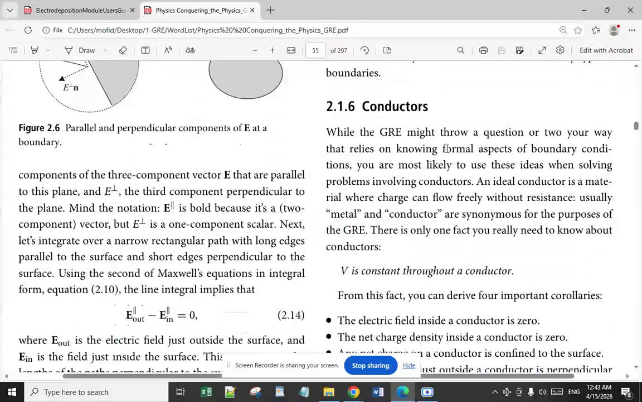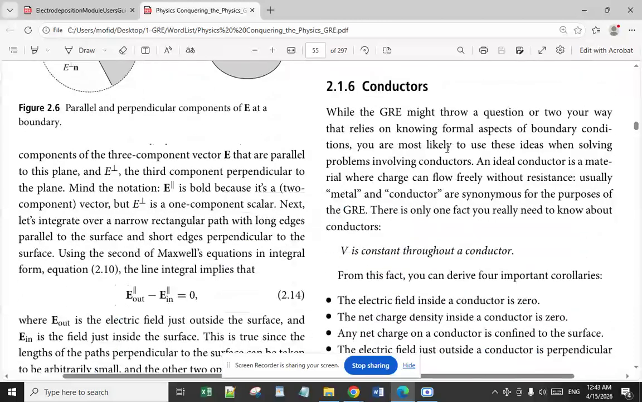Now I want to go through 2.1.6, conductors. While the GRE might throw a question or two your way that relies on knowing formal aspects of boundary conditions, you are most likely to use this idea when solving problems involving conductors. An ideal conductor is a material where charge can move freely without resistance. Usually, metal and conductor are synonyms.